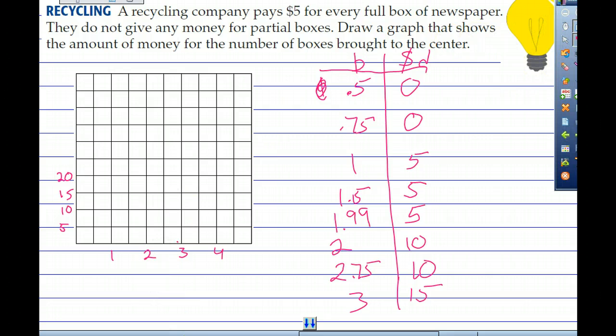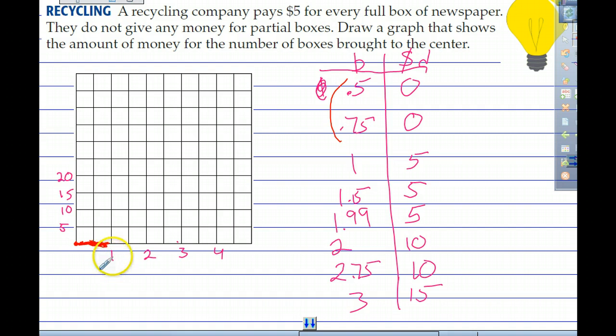Let's see what comes out. So for right here, if I have no boxes, I have no money. If I have half a box, here's a half. Half is right here, right? This one half right here. I still have no money, 0. What about 0.75? I still have 0. What about all these decimals right here? They're all 0. So I have a bunch of points. Over time, as we keep on doing this, it just becomes solid.